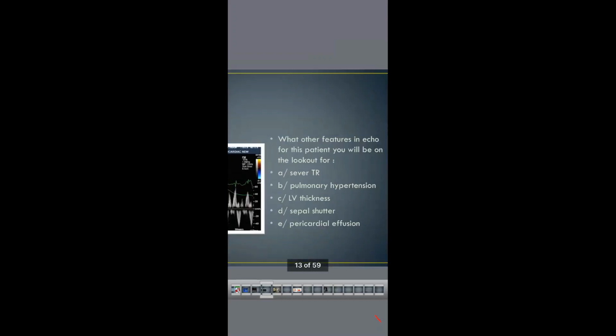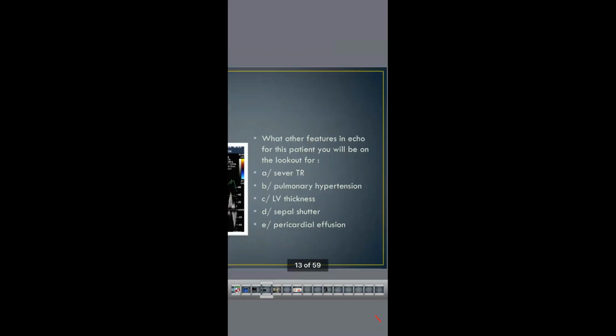Okay? So in this case, if we demonstrate that we have an increase in diastolic reversal during expiration, this is a very essential and crucial sign of constriction. So which one here expresses constriction? D. Septal shutter and septal bounce. Exactly.